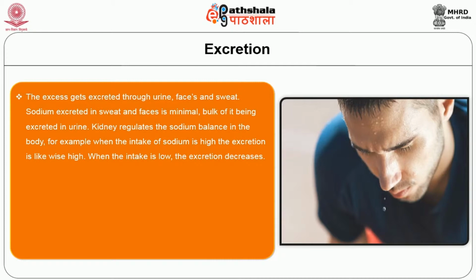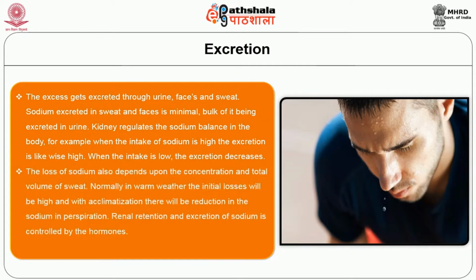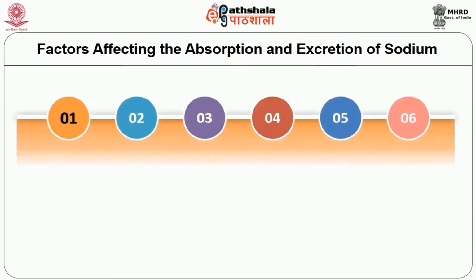Sodium excreted in sweat and feces is minimal, the bulk of it being excreted in urine. The kidney regulates the sodium balance in the body. For example, when the intake of sodium is high, the excretion is likewise high. When the intake is low, the excretion decreases. The loss of sodium also depends upon the concentration and total volume of sweat. Normally, in warm weather, the initial losses will be high, and with acclimatization, there will be a reduction in the sodium in perspiration. Renal retention and excretion of sodium is controlled by hormones.